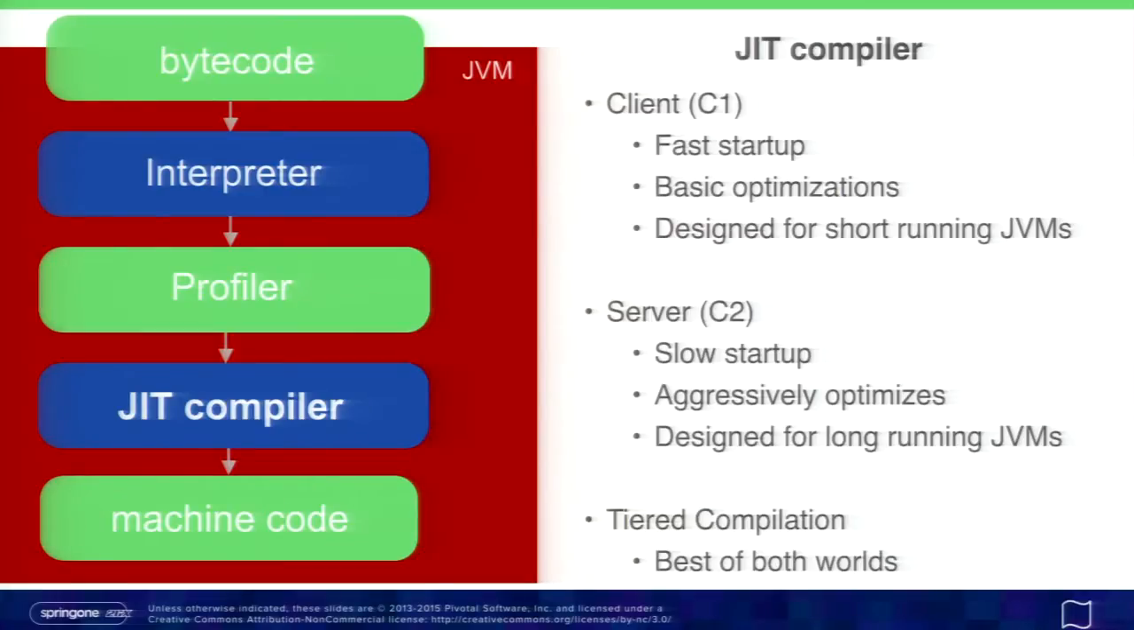And then nowadays, starting in Java 7, there's the tiered compilation mode. And this is designed to be the best of both worlds. You start in a C1 type environment, and then you move to a C2 type environment. And if you're running in Java 8 and you're using the default compilation mode, this is what you're getting, tiered compilation.